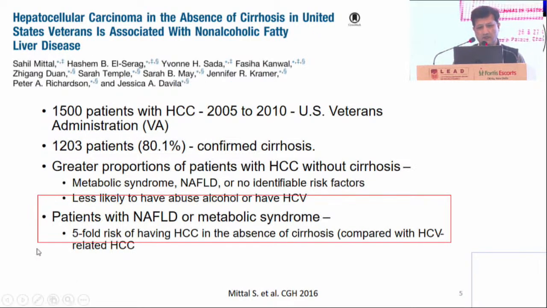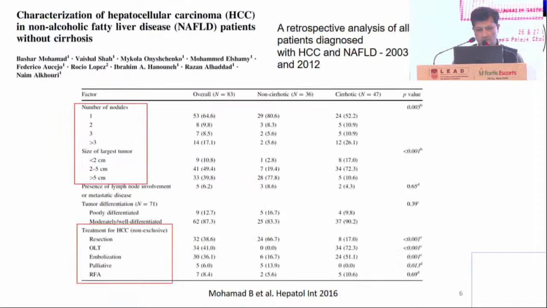Another large study from the US, around 1,200 patients with HCC in the setting of cirrhosis, found 20% here without cirrhosis. But again, if you look at the etiologies, it was metabolic syndrome and NAFLD, and not alcohol and Hep C, that was causing HCC in a non-cirrhotic background. To the extent that NAFLD and metabolic syndrome had a 5-fold increased risk of HCC in a non-cirrhotic background. So I think this is all boiling down to metabolic syndrome and NAFLD.